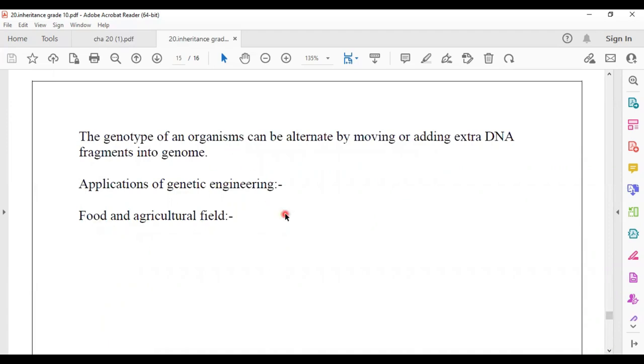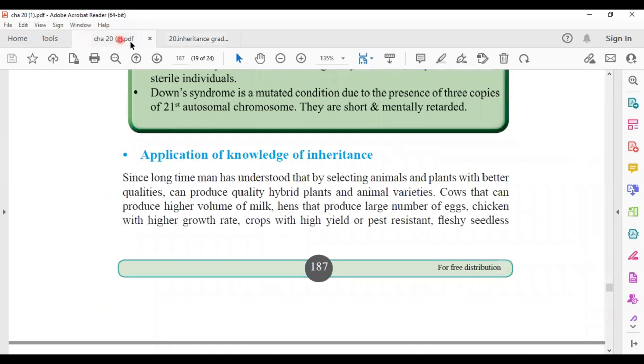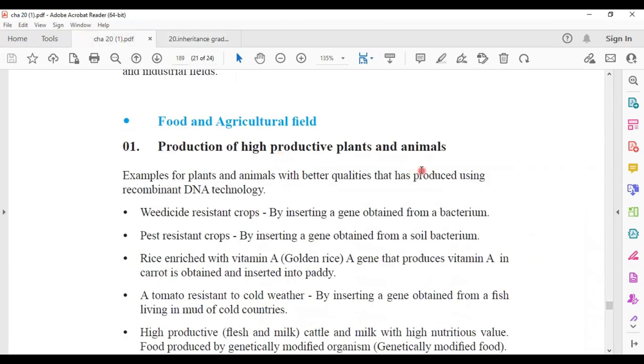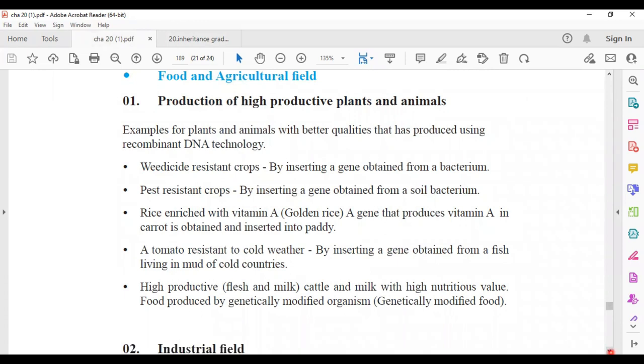We see the applications of genetic engineering in food and agricultural field. Production of high productive plants and animals. Here are the examples. Weedicide resistant crops, pest resistant crops, rice enriched with vitamin A, we call it golden rice. You should know that to make golden rice, a gene from a bacteria is taken and inserted into the paddy plant. Likewise, a tomato resistant to cold water, those genes were taken from fish living in mud of cold countries. Likewise, genes are taken from one organism and inserted into another to make those things.